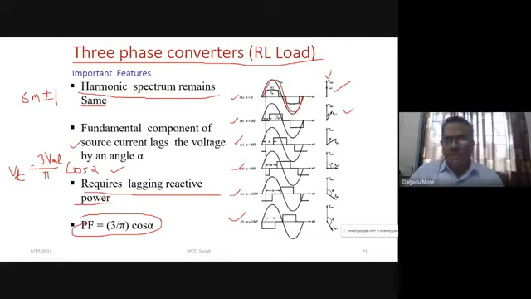So what is our conclusion? A 6 pulse converter takes a quasi square wave current from the supply.